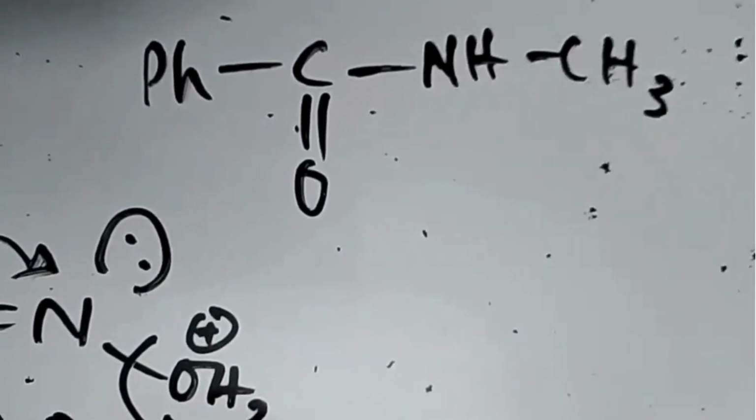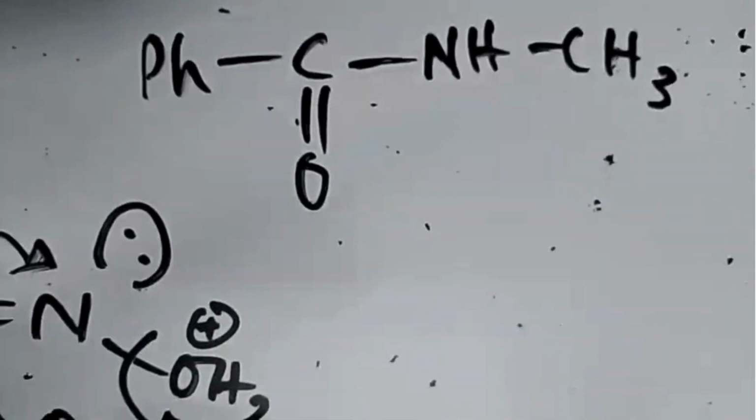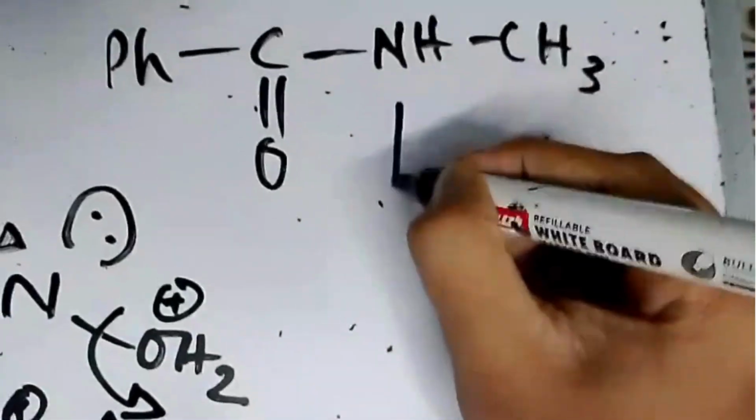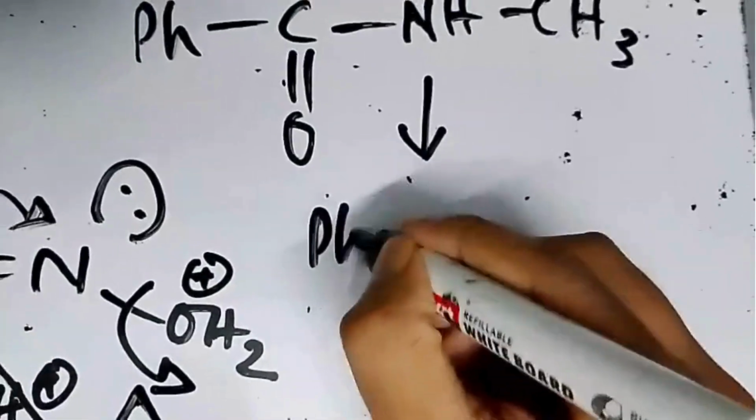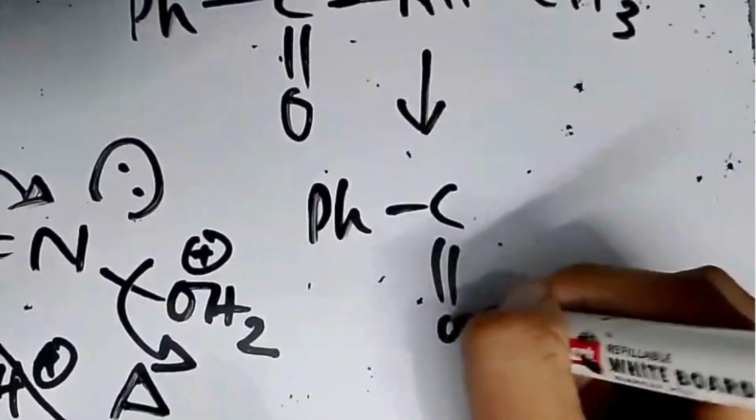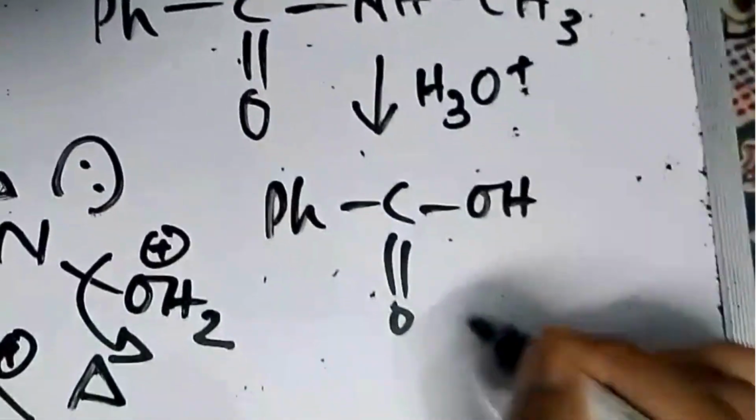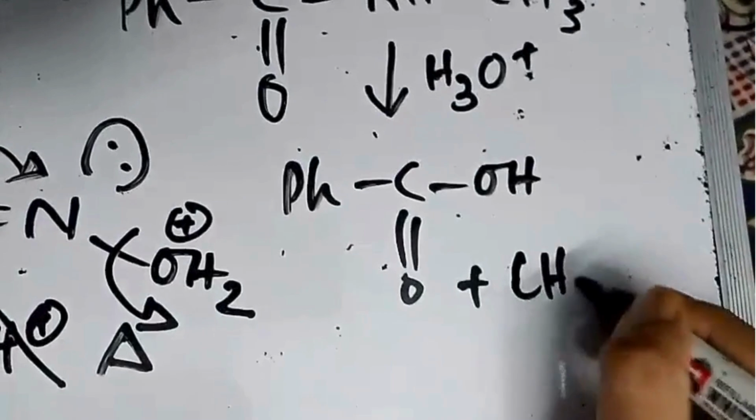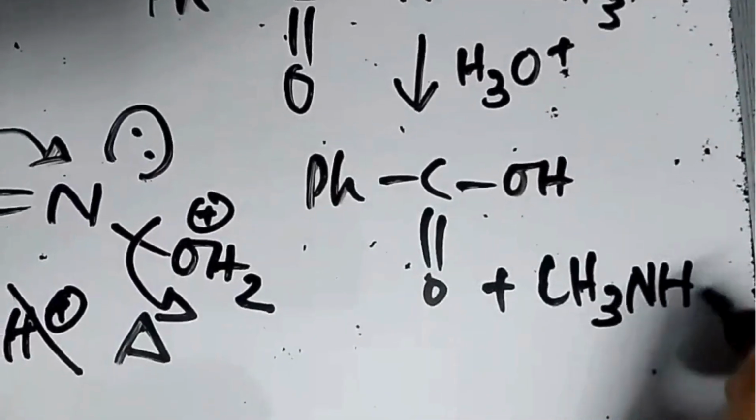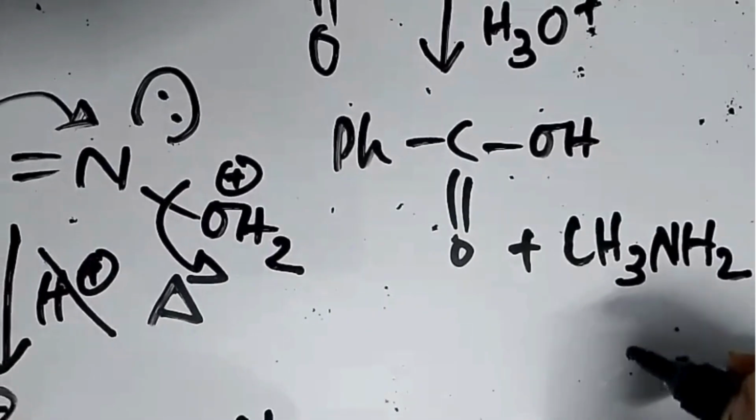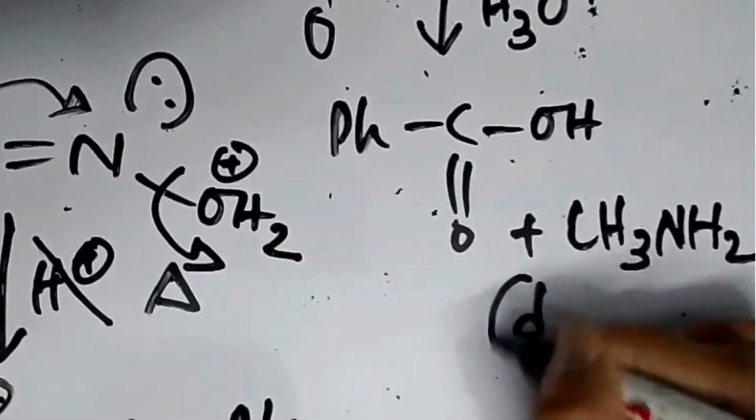is present. So we assume that this amide undergoes further hydrolysis, so it leaves us with PhCOOH under acidic hydrolysis, and we get methylamine. So this is the final product, which is our option number D.